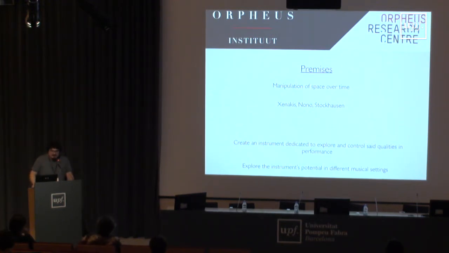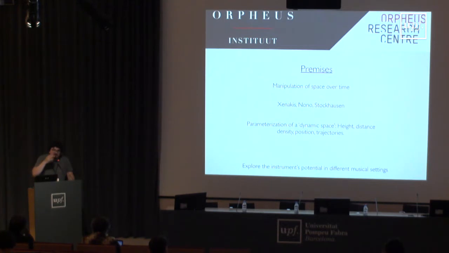And then treat this as a musical parameter, for example, go through the process of mapping and parameterization of something that could be called a dynamic space, so height, distance, density, position, trajectories, or things that are more poetic, like time displacement, memory, waves, things like that, that will also trigger, let's say, more poetic musical decision-making in a concert situation.